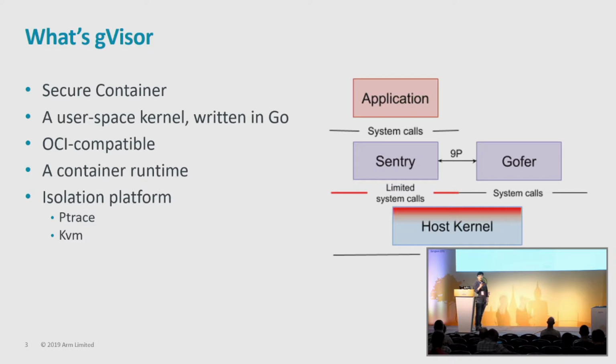So let me summarize this page. Please see the left side. gVisor container is a solution for secure container, and it is a user space kernel, written in the Go language, and it was developed by Google. Also, it supports OCI, so it means we can run Docker containers with gVisor. Also, it provides 2 isolation platforms. One is ptrace, and another is the KVM platform.